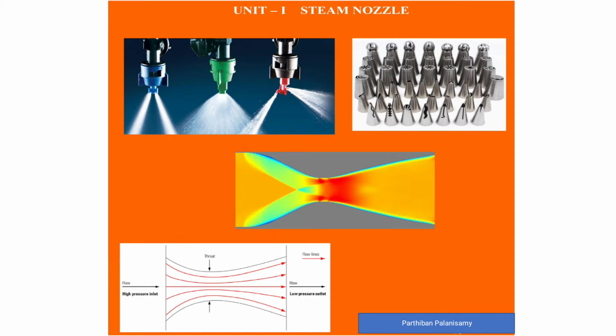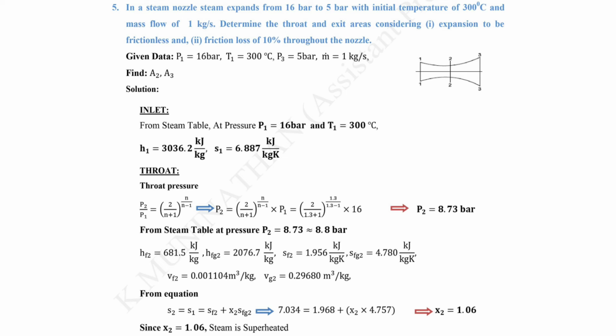Welcome to all. In part 7, I am going to present a steam nozzle problem. This is a continuation of the previous part. In a steam nozzle, steam expands from 16 bar to 5 bar with an initial temperature of 300 degrees Celsius and a mass flow rate of 1 kg per second. Determine the throat and exit areas, considering the first expansion to be frictionless and a friction loss of 10% throughout the nozzle.